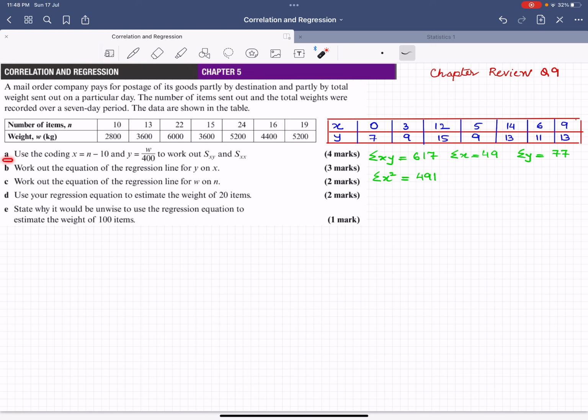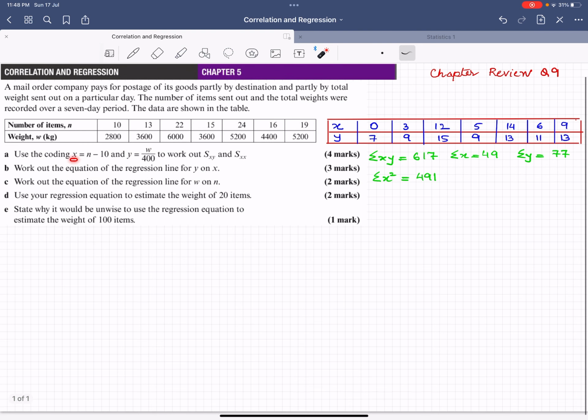So in part A, the question says use coding x is equal to n minus 10 and y is equal to w divided by 400 to work out Sxy and Sxx. So first of all, we need to use coding and find the values of x and y. We will use the table given here. So these are the values that we need to use with coding to find x values and y values.